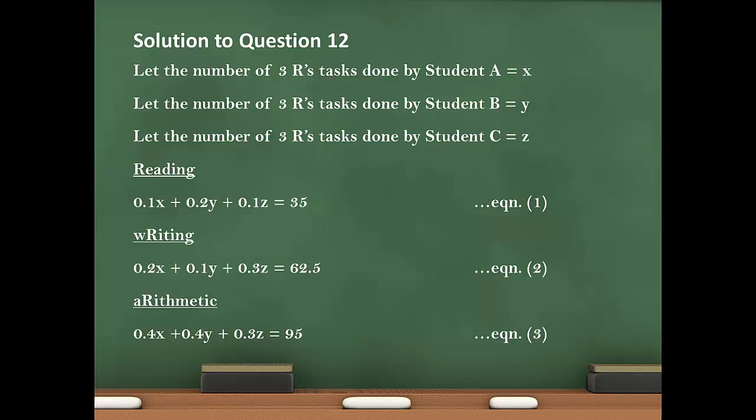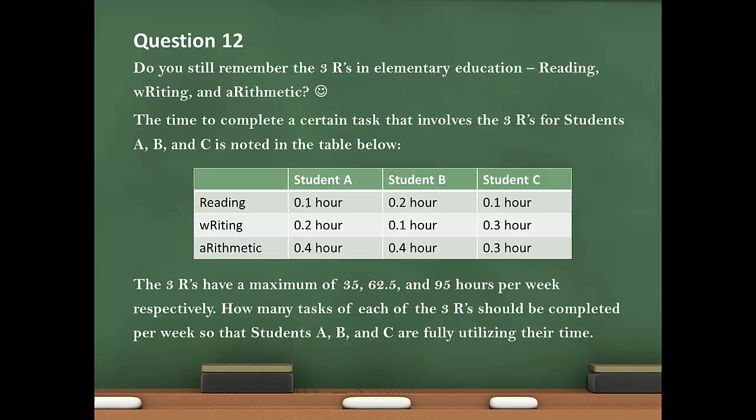Let the number of 3 R tasks done by student A be X. Let that of student B be Y, and that of student C be Z. Now we have that for reading, we can see here 0.1x. For student A, we say let it be x. Student B, let it be y. And student C, let it be z. So student A, 0.1x plus for reading. We have to do that for reading, for writing, and for arithmetic.